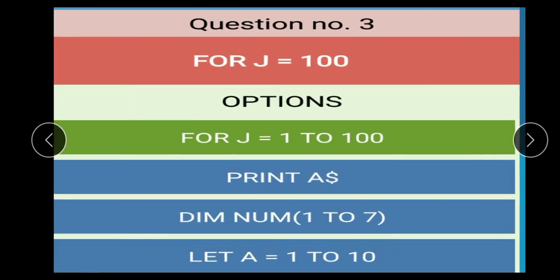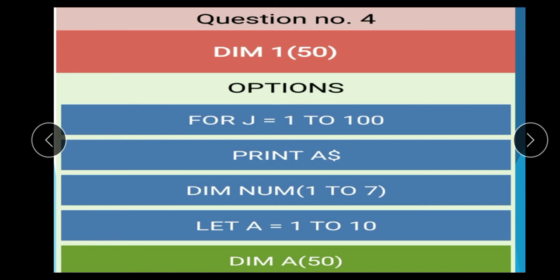Question number 3. For j equal to 100. Correct option is for j equal to 1 to 100, because you use a for loop, and in a for loop you give the initial value and final value. So use for j equal to 1 to 100.